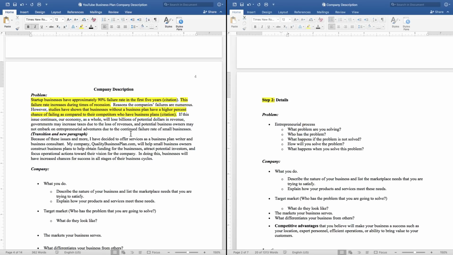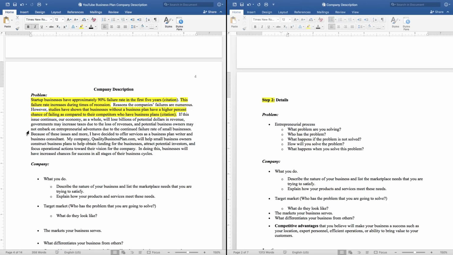And so now we're going to transition into the last two. How will you solve the problem and what happens when you solve the problem? And so now I put this transition part in here, but I'm going to take this out. Because of these issues, I've decided to offer services as a business plan writer and a business plan consultant. So now I'm telling y'all, because of all these problems, I've decided to start my business. And from this point on, it's all about the business. My company will help small business owners. And now here's the services that I'm going to offer.